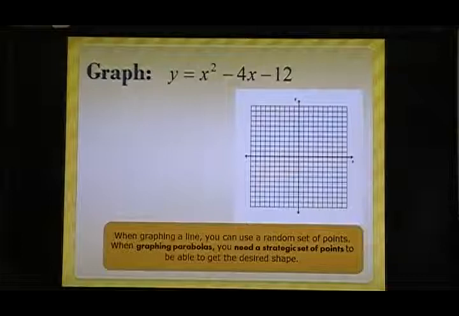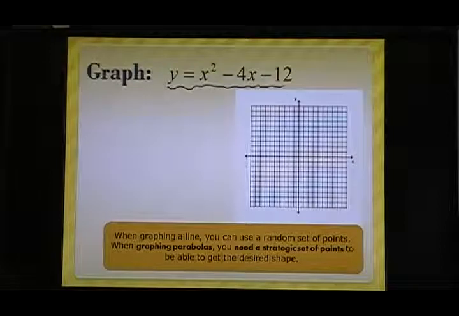So when I ask you to graph this equation, y equals x squared minus 4x minus 12, your first reaction should be, this is a quadratic equation. I've got this x squared in two variables, so I know that the graph is going to be a parabola. It must be a parabola every time you're graphing these quadratic equations in two variables.